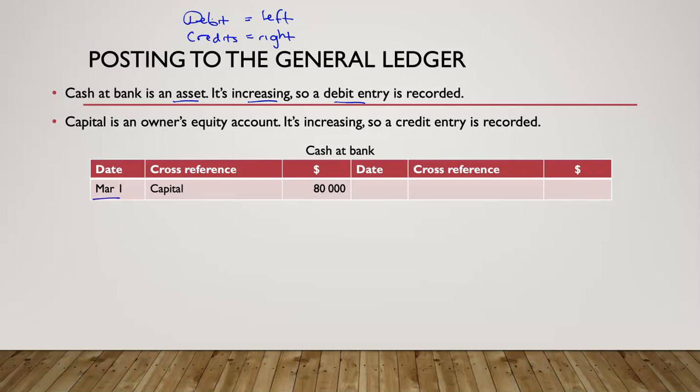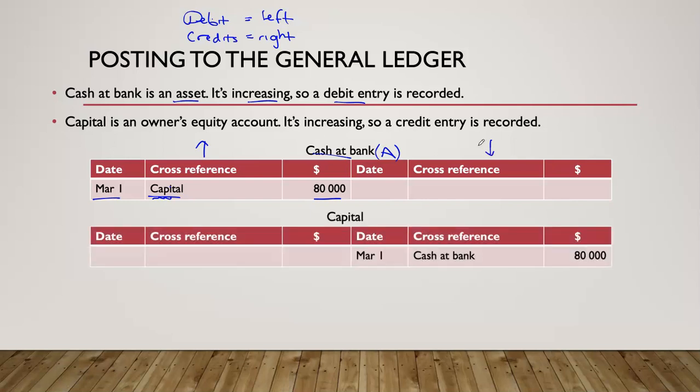On March 1, my capital, sorry, let's skip that for a second. My cash, which is an asset, went up by $80,000. And as you're practicing, I would recommend that you put an A next to your cash because you know it's an asset, and then you can go, all my increases are going to go on my left, my decreases on my right. My capital is an owner's equity account, which means increases are on my right, decreases are on my left, and my owner's equity also went up by $80,000.